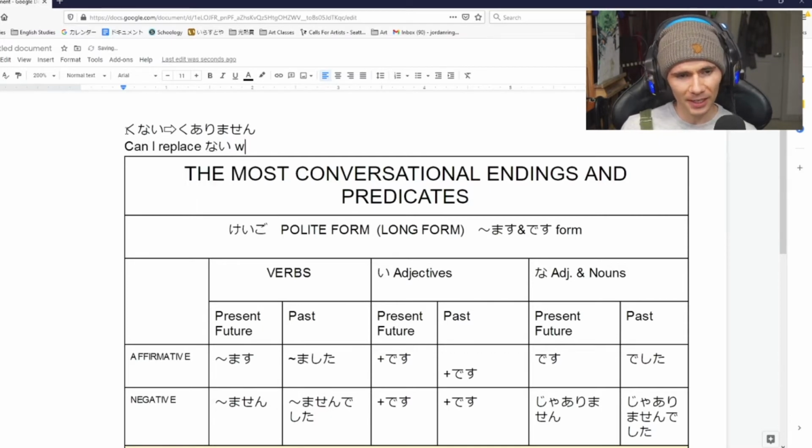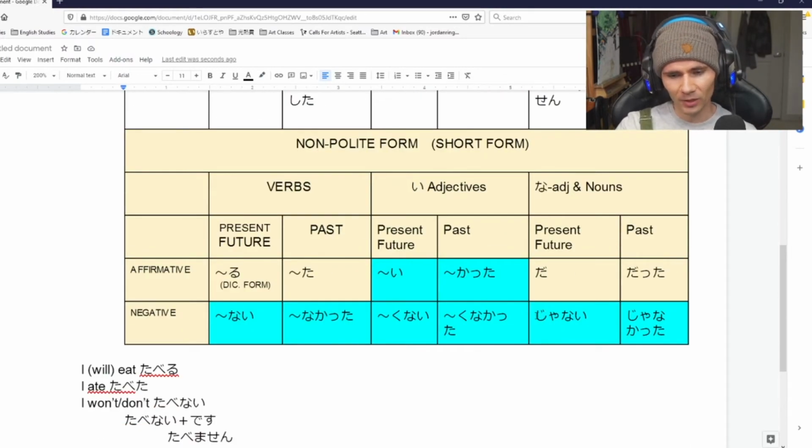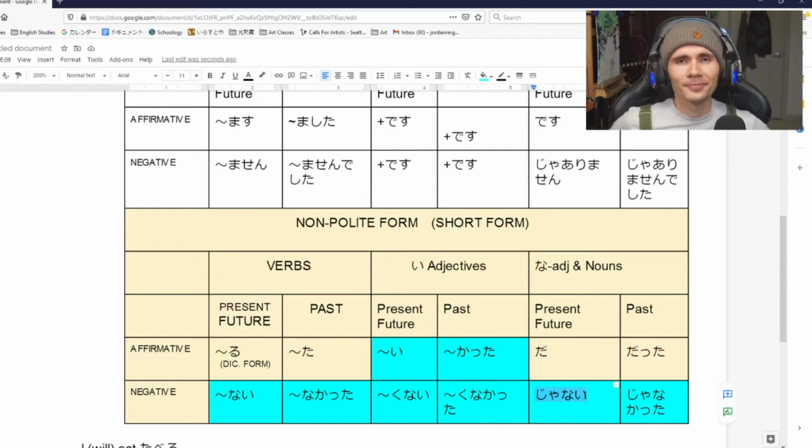Can I replace nai with arimasen anytime? Yeah! In fact, check this out. You can say, using a na adjective or noun, that something isn't that noun or na adjective, like he isn't handsome, by saying kare wa handsome ja nai. Kare wa handsome ja nai.